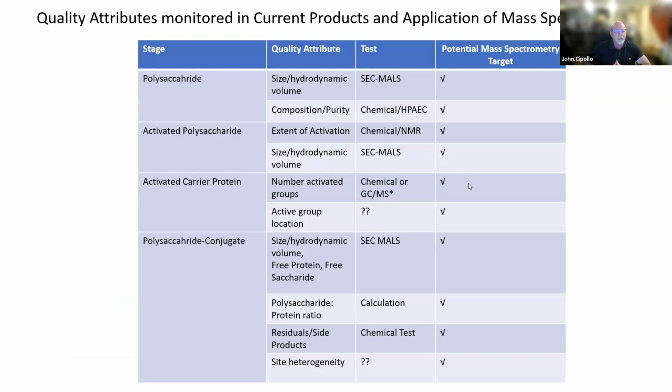So where does mass spectrometry really apply? So size and hydrodynamic volume, we can get information that is corollary to SEC-MALS. Composition and purity, that is applicable for mass spec. The extent of activation, that is the chemistry that activates the protein or the saccharide. We can definitely assay that with mass spectrometry, and so on. So mass spectrometry is really adaptable to this. While there are a number of hurdles that need to be overcome, and it will be challenging, I think this will be well worth it to have the added advantage of that fine structural detail.